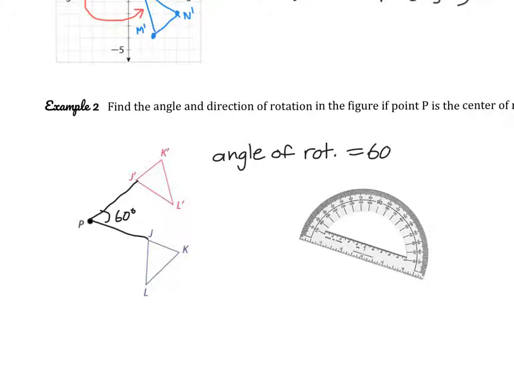which means that our angle of rotation is 60 degrees. Now if I want to find the direction of the rotation, I'm going to look from pre-image to image. Since I see from J to J prime, I'm moving this direction. I can see that that is counterclockwise. And there you have it.